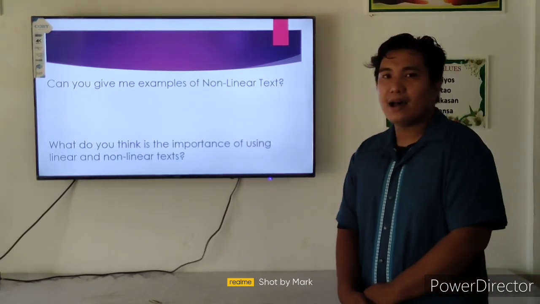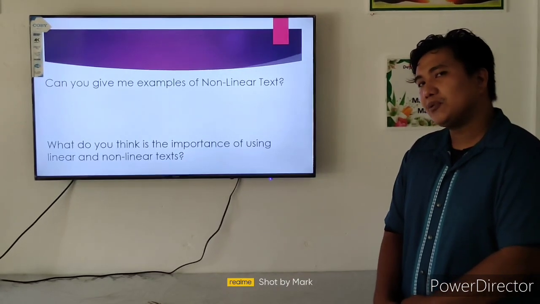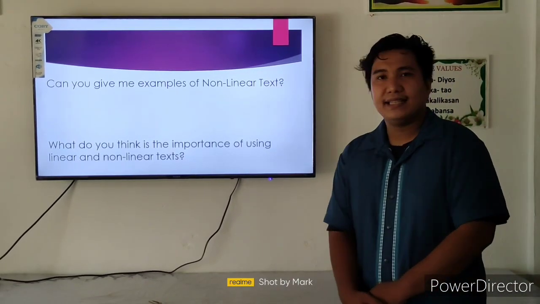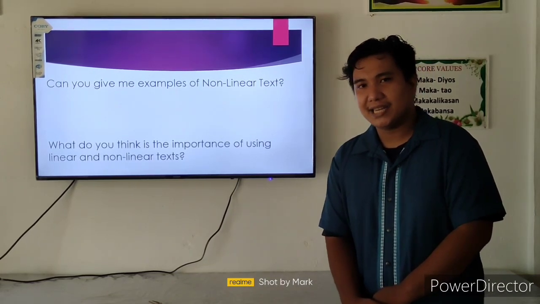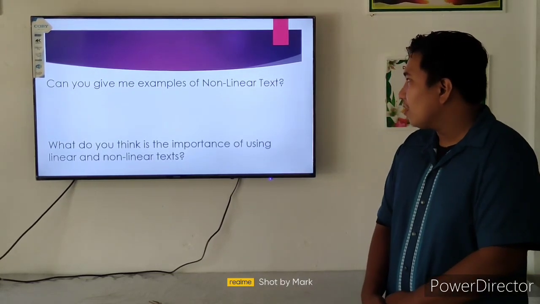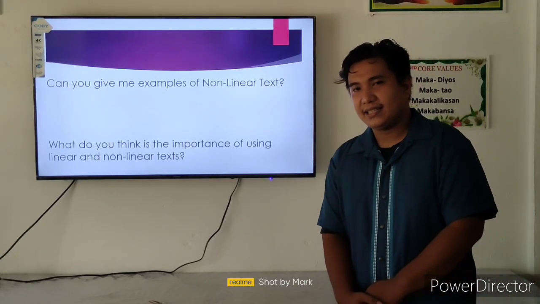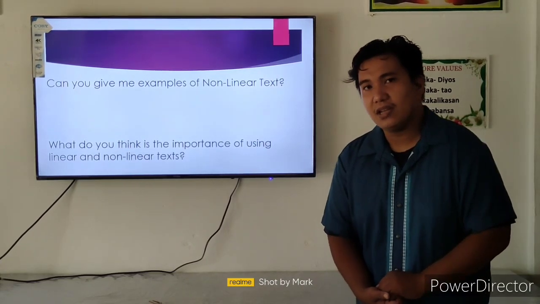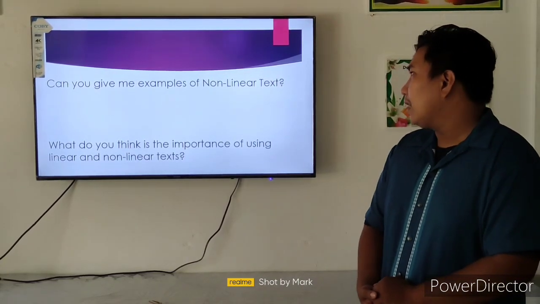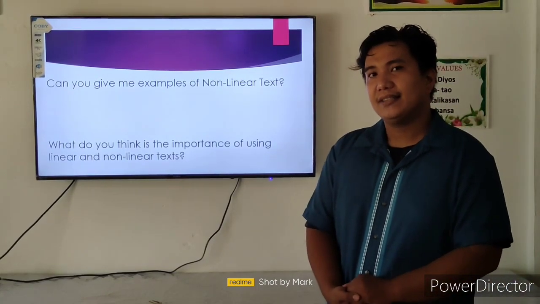Another one, can you give me examples of nonlinear text? The learners will be able to give their examples or the kinds of nonlinear text that we have discussed earlier. The next question, what do you think is the importance of using linear and nonlinear text? Here they have to give importance and appreciation of the value of linear and nonlinear text in our society.